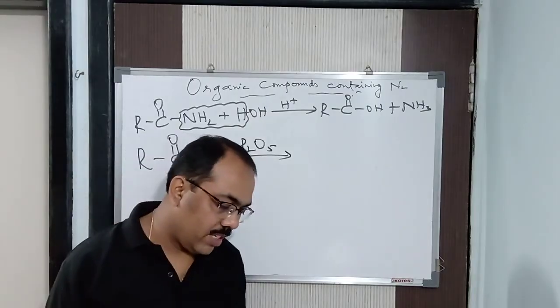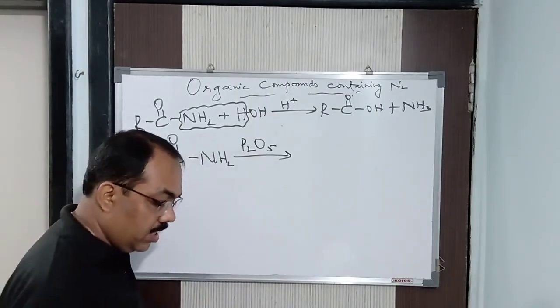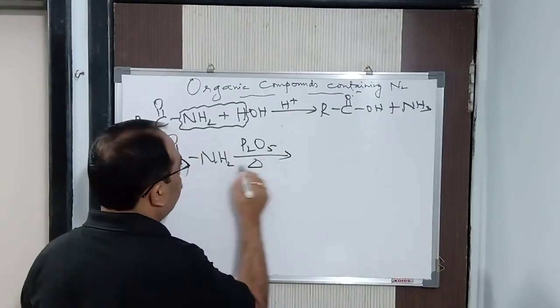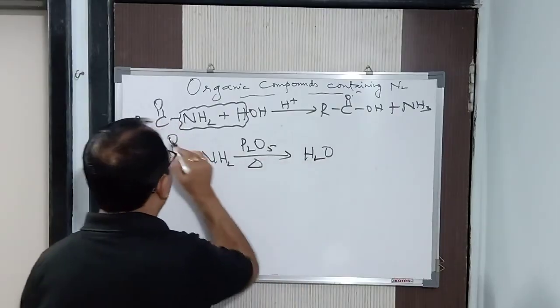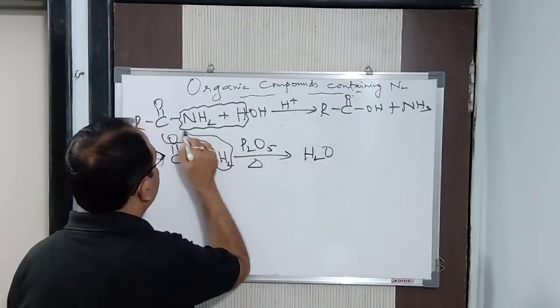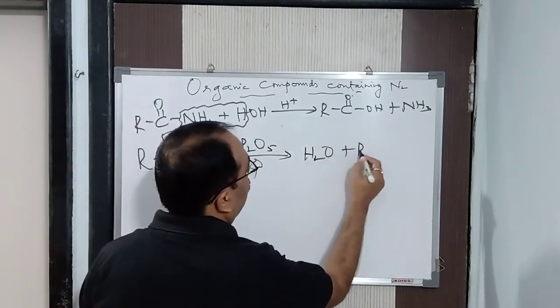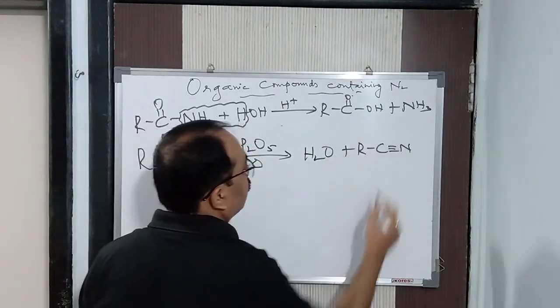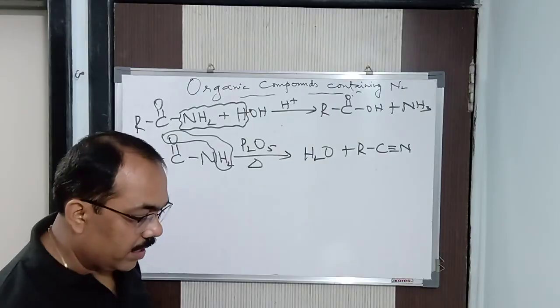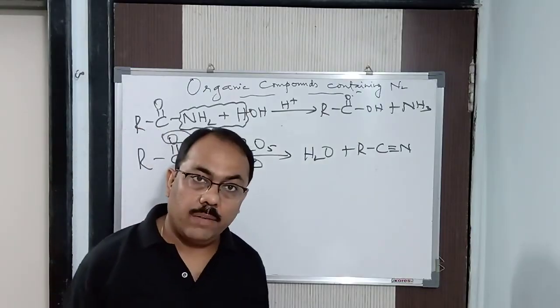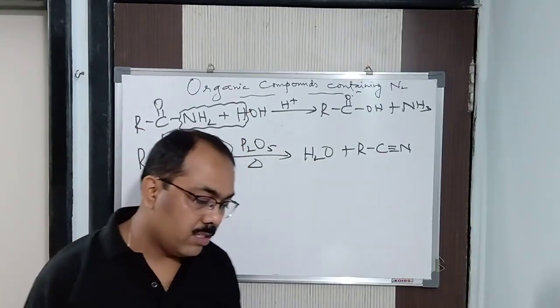Phosphorus pentoxide, we can say, by taking it upon heating P2O5. What will happen is that water, H2O, will be removed, and what do I get? I get RCN, alkyl cyanide. Clear? I get alkyl cyanide in this particular way.